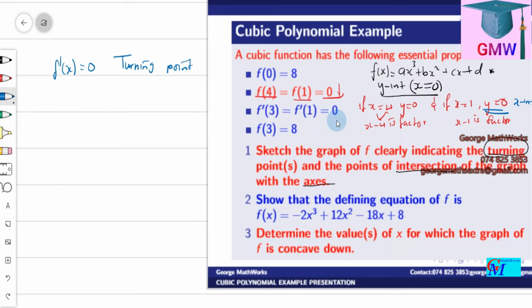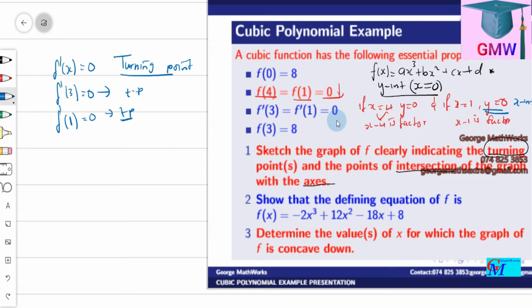So for a turning point, the first derivative is equal to 0. That's what we learned. So if the first derivative when x is equal to 3 is 0, it means that this one is also a turning point. And also this one, when x is equal to 1, is also a turning point.